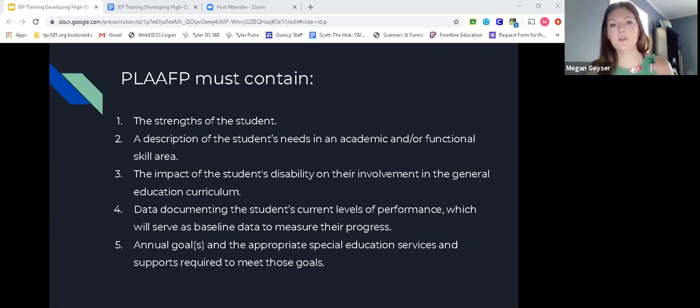So for the next component, where we dig into some examples of data that should be collected, I'm going to really refer to reading data right now, just because that's an area that I have a lot of background in, I'm interested in, and it's easy for me to use some examples within reading. So, some data that you can and should collect for a high quality PLAAFP.